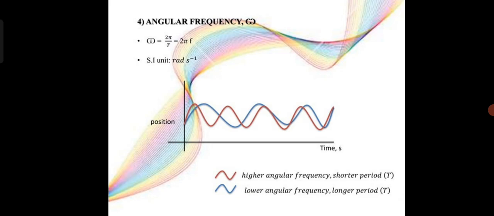There are two waves traveling one over the other, and we can identify the x-axis is taken as time and the y-axis is taken as position. In this we can identify there are two different colors, red and blue, with higher angular frequency and shorter period, and lower angular frequency and longer period. This is the difference of the waves we can identify.